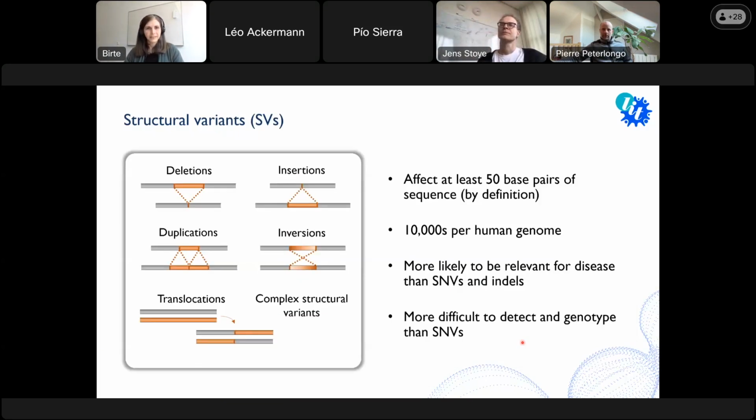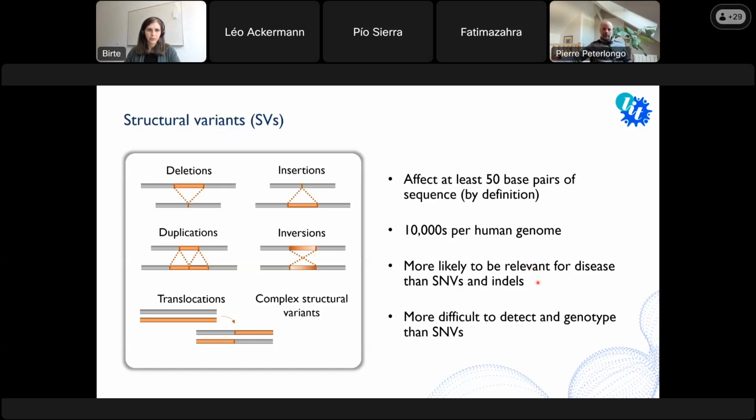But let's start simple. What are structure variants? By definition, usually people nowadays say a variant is a structure variant when it affects at least 50 base pairs of sequence. There have been reports of tens of thousands of structure variants per human genome. This is the current estimate, and I'm sure it will increase. Maybe not to hundreds of thousands, but at least a few more tens of thousands, I would guess, in the next years.